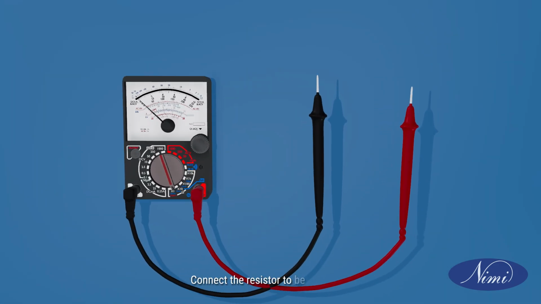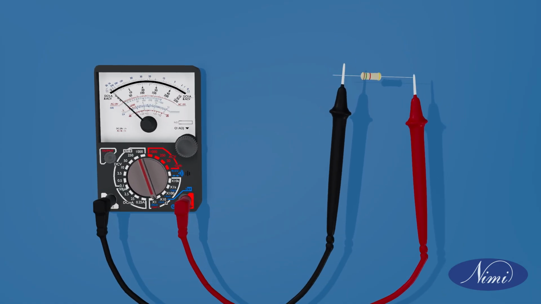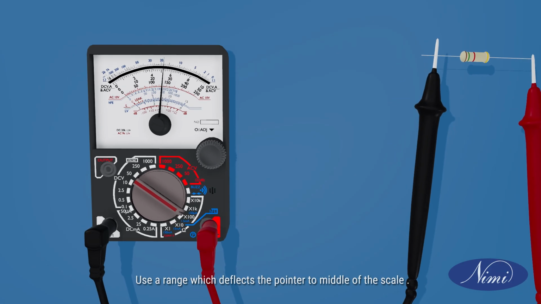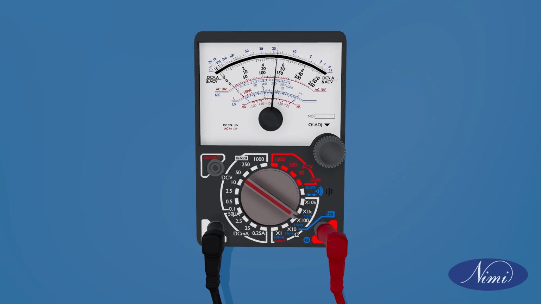Connect the resistor to be measured. Keep your fingertips off the probes. Read the meter. Use a range which deflects the pointer to the middle of the scale. Read the meter in the ohm scale right above the pointer.